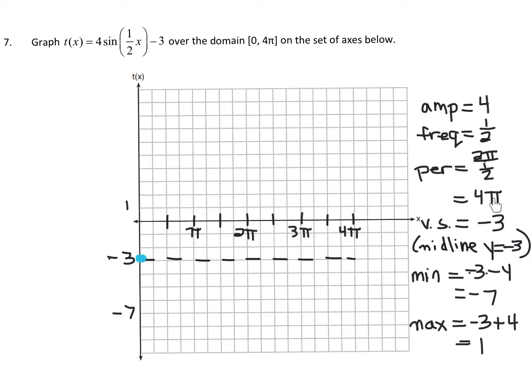Now, since the period is 4 pi, that means once we reach 4 pi, we will have fit one complete sine curve. Now remember, the sine curve begins on the midline, ends on the midline, and halfway between those 2 points is on the midline. So since the period is 4 pi, since our curve is ending at 4 pi, at 4 pi we know we're going to be right here at the midline again. And then halfway between the start and the end of your cycle, so halfway between 0 and 4 pi is 2 pi. We're going to be on that midline again.